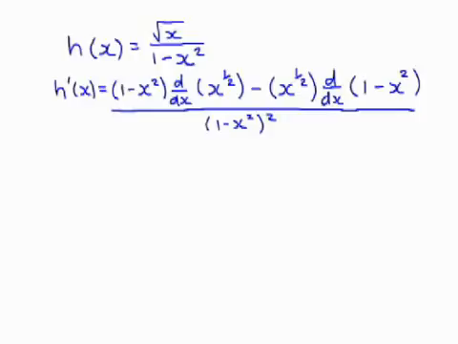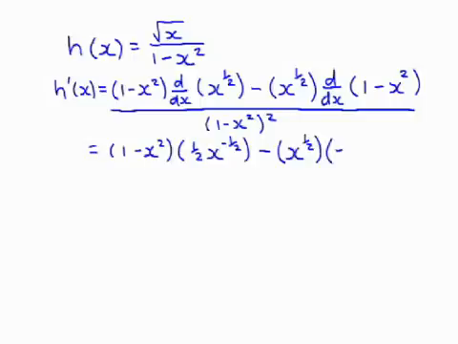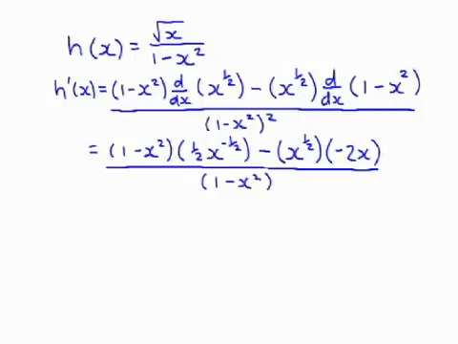In the next line of our solution, what we've done is we've actually taken the derivative of the x to the 1/2, which gave us a 1/2 times x to the negative 1/2, and we took the derivative of the 1 minus x squared, giving us a negative 2x. Some students choose to do this as their very first step, and you're more than welcome to do so.